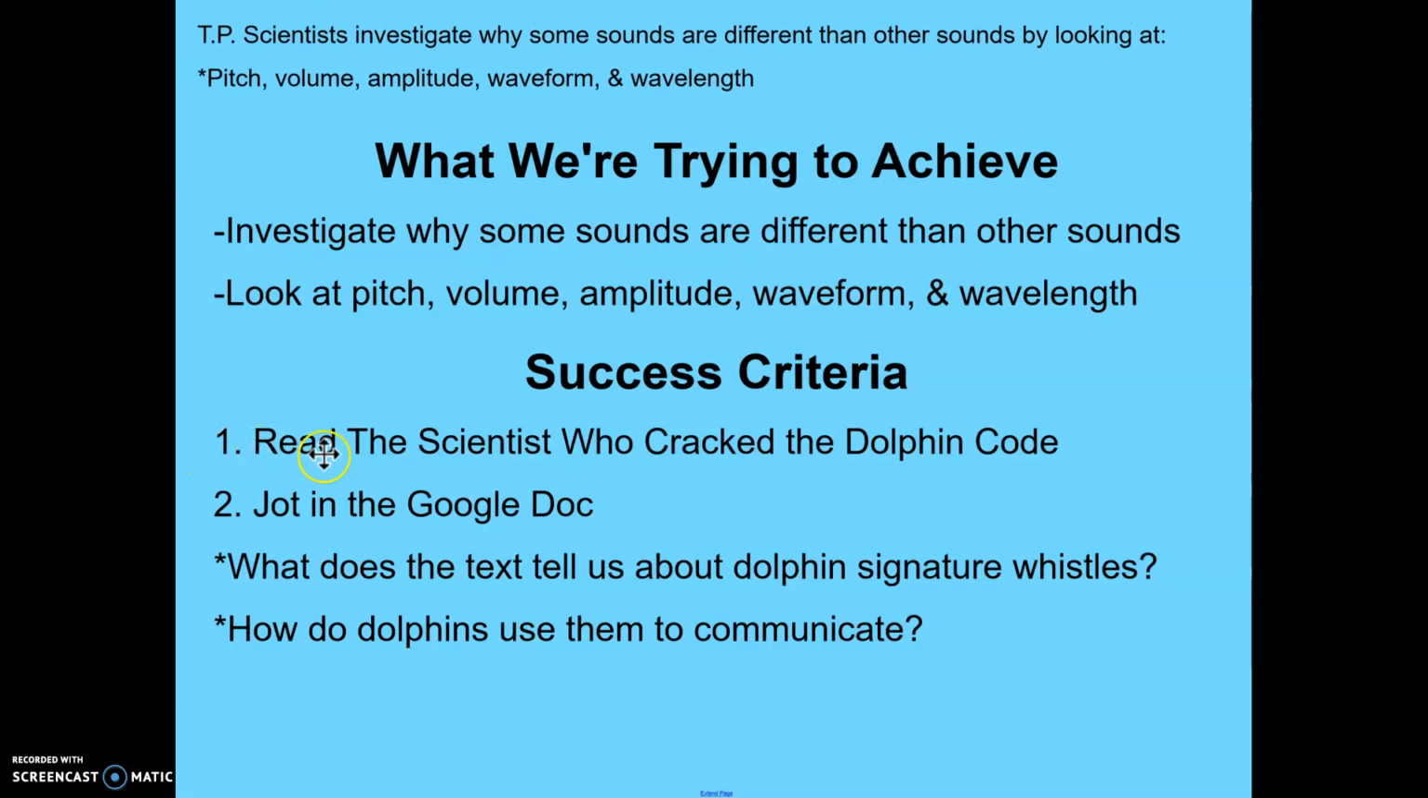You're going to read this book called The Scientist Who Cracked the Dolphin Code. Then you're going to jot in the Google Doc and answer these 2 questions. What does the text tell us about dolphins' signature whistles, and how do dolphins use them to communicate?